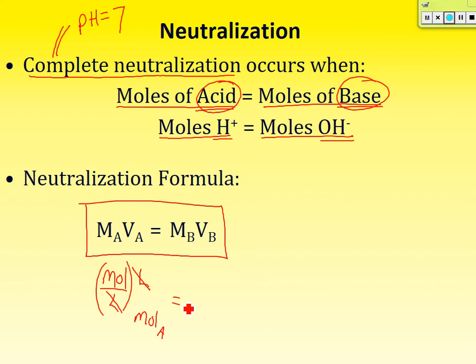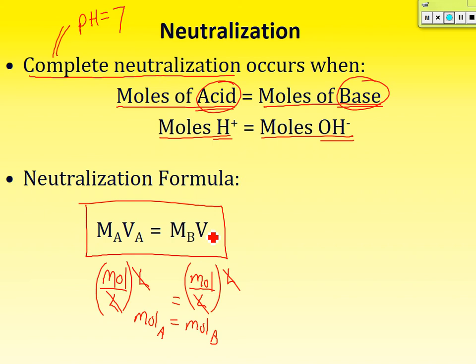Well, you do the same thing on the other side. Molarity is moles over liters. And if we times it by the V, which is volume in liters, again, they cancel out. And so moles of acid equals moles of the base. Okay, so that's how the neutralization formula works. It's figuring out the moles of acid and the moles of base and when they will be equal.